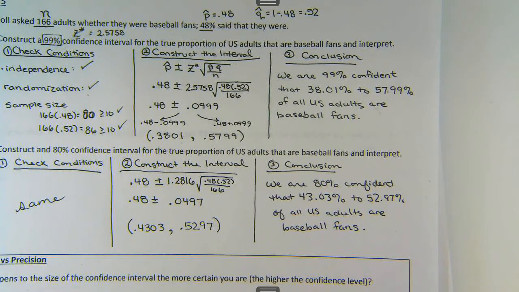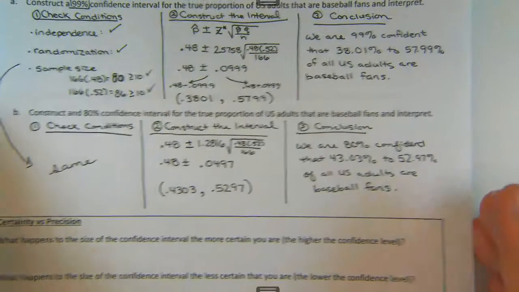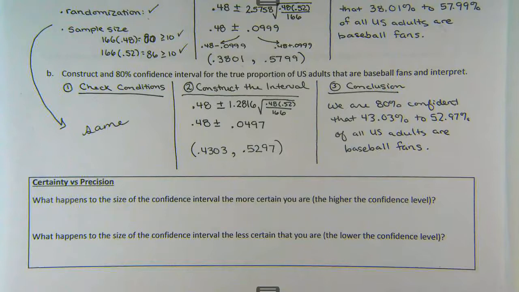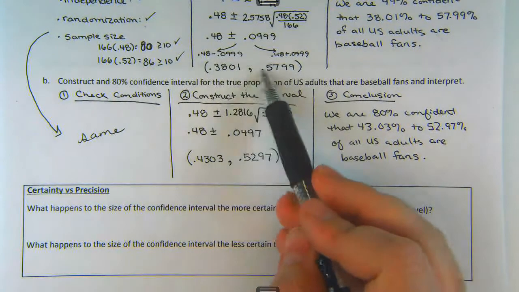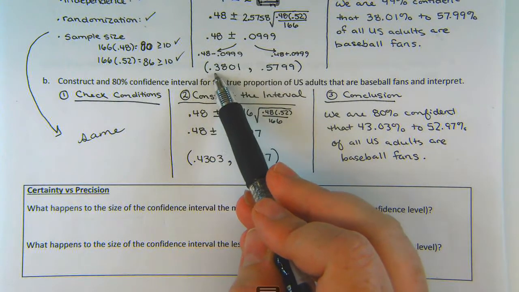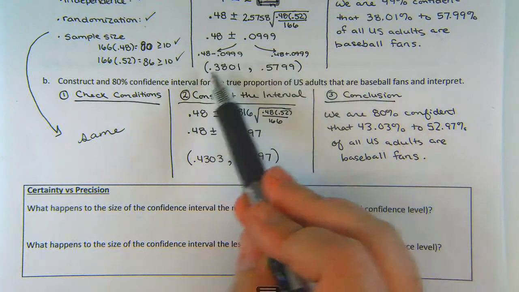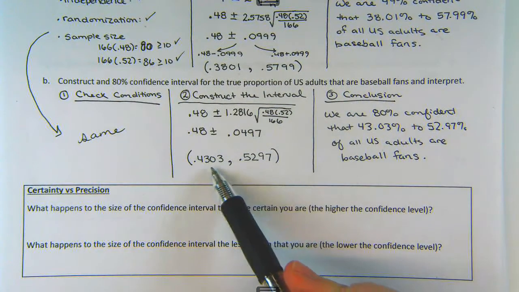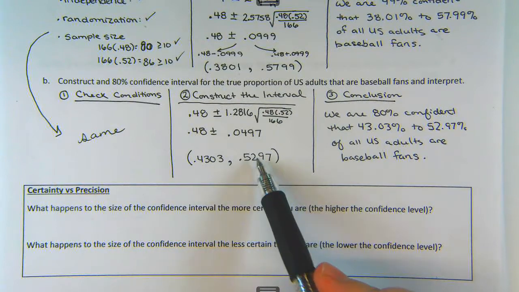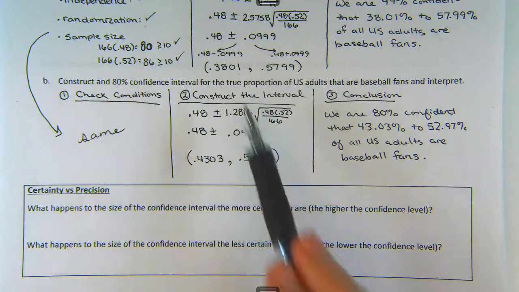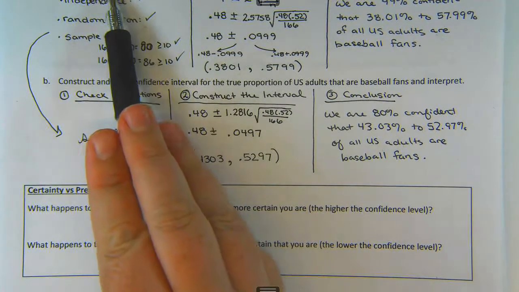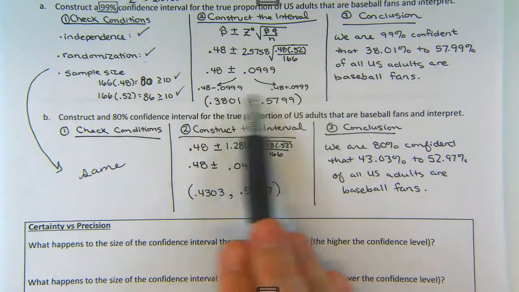So what we want to notice here is what changed with our interval. And with that, we're going to talk about the difference between certainty and precision. Certainty is the idea of our confidence level. Precision is what's happening with the length of our interval. If this is covering from 0.38 all the way up to 0.58, you can get this idea of a large distance being covered, and this is a smaller distance being covered. So when we bring down the confidence level, we get a smaller interval. And when we have a large confidence level, we cover a long distance.